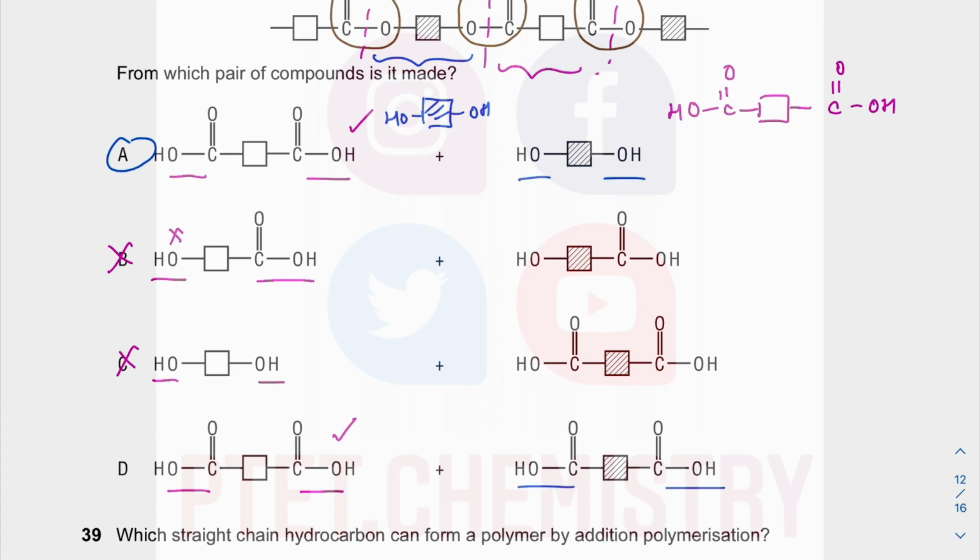And this one is not carboxylic acid and carboxylic acid. We're looking for OH and OH. Then you can condense with carboxylic acid on both ends, alright?